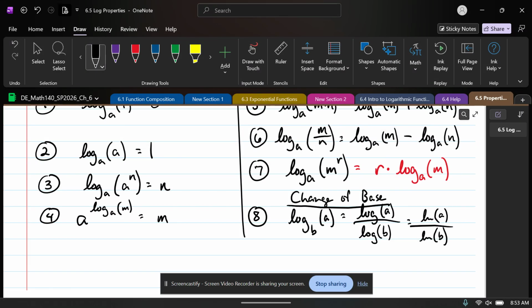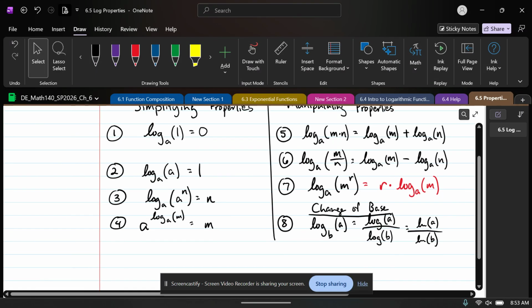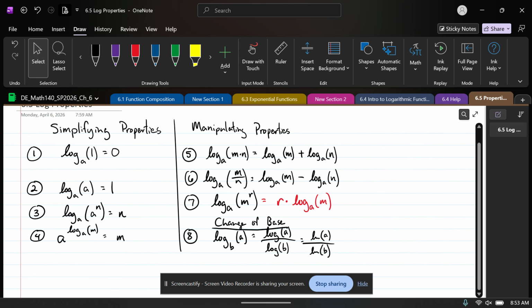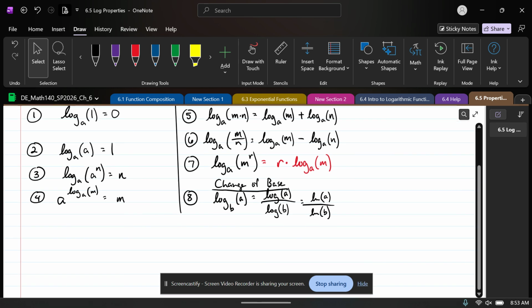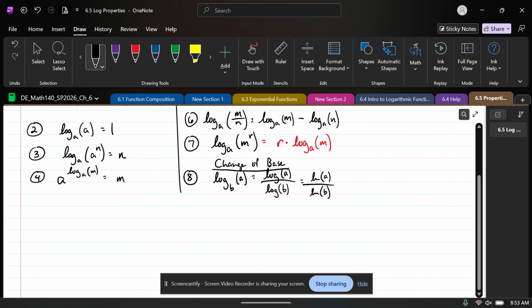All right. So what we're going to do is take these properties. You need to learn them. You probably already know most of them, or you've seen most of them. We did these in Algebra 2. We're going to take these properties and do 2 things. The first thing is we're going to expand a logarithm and write it as a sum or difference. Then we're going to take that expanded logarithm and try to condense it into a single logarithm.